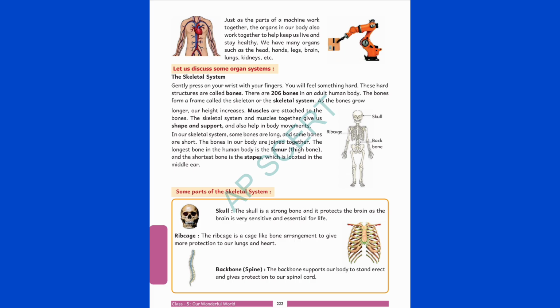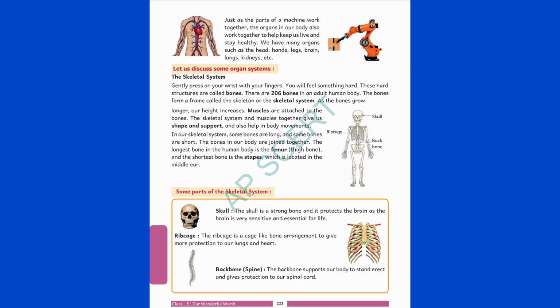Muscles are attached to the bones. The skeletal system and muscles together give us shape and support and also help in body movements. In our skeletal system, some bones are long and some bones are short. The bones in our body are joined together. The longest bone in the human body is the femur, the thigh bone, and the shortest bone is the stapes, which is located in the middle ear.